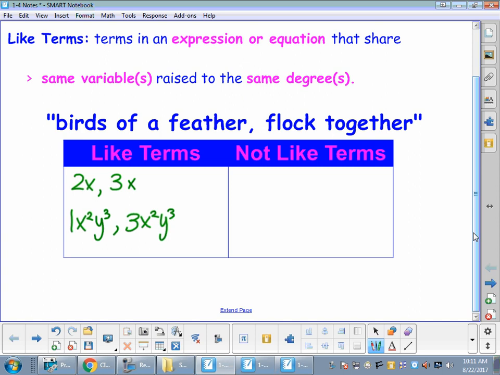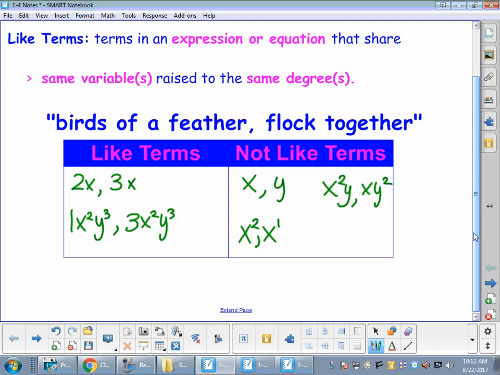It's sometimes helpful to look at what is not a like term. If I have an x and a y, not like terms, obviously, because they're not the same variable. If I have an x squared with an x, still not like terms because they're both x's, but one's raised to the second power and one's raised to the first power, so not alike. I can have an x squared y, but it's not the same as xy squared. Even though they both have squared, you have to look carefully at the term that's squared.